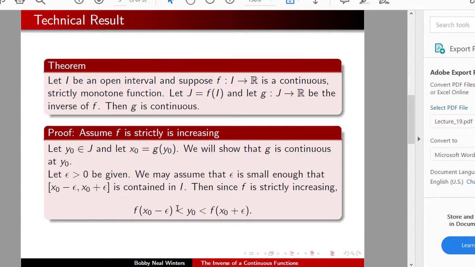Okay, so since f is a strictly increasing function, we can say that f of x naught minus epsilon is less than y naught, which is less than f of x naught plus epsilon. Let's do a picture.